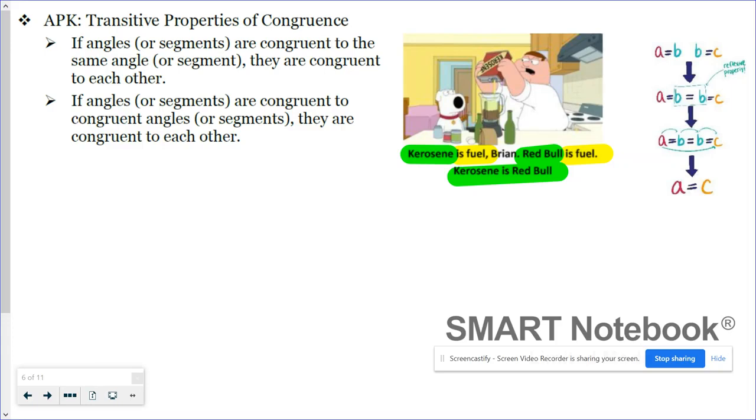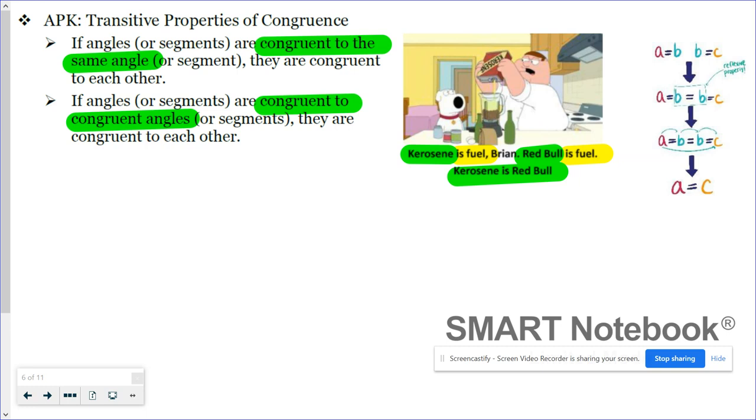Okay, now the transitive property can be used with angles or segments. Since we're going to be working with proofs involving parallel lines, we'll definitely be working more with angles here. So you can have angles congruent to the same angle, and that's kind of like what the cartoon is illustrating, because kerosene and Red Bull are both equal to the same thing, that being fuel. Or you can have angles congruent to congruent angles, and that makes them congruent to each other.